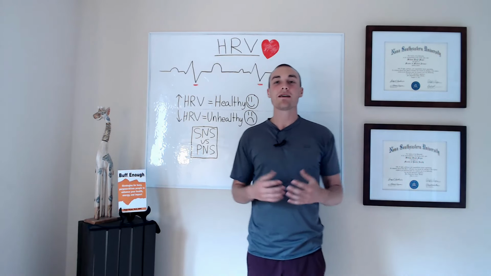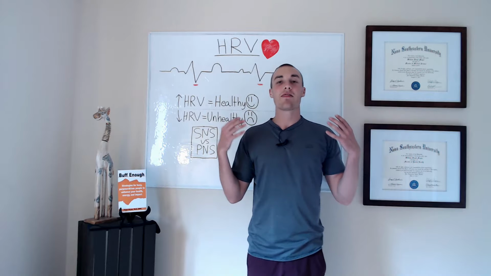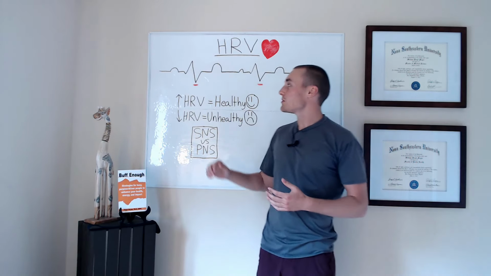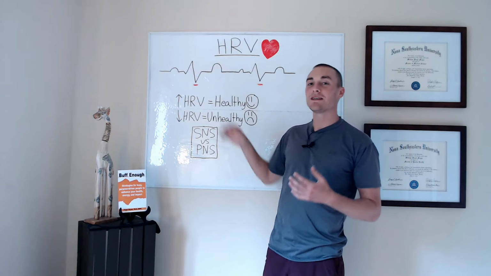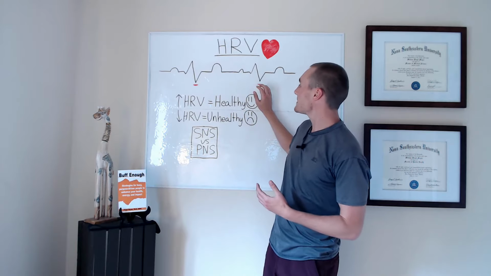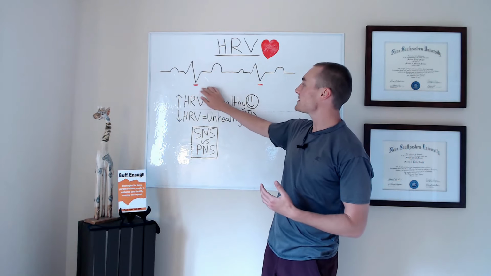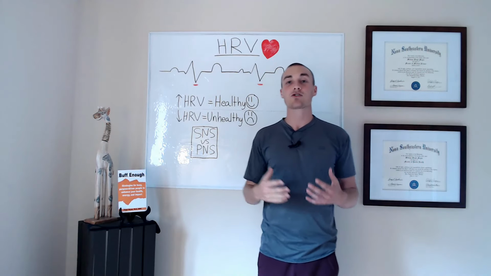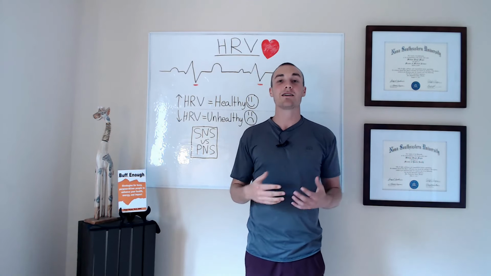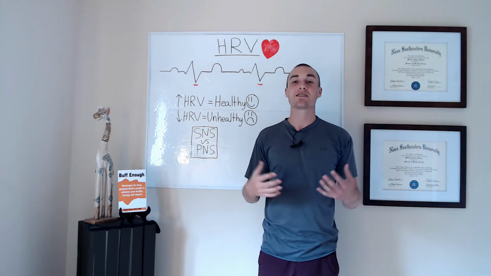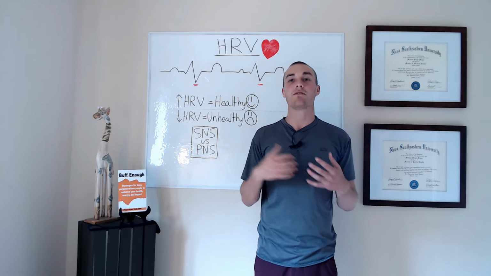Heart rate variability is the measurement of the difference between your heartbeats. You can imagine this is what a normal EKG looks like. This is one heartbeat and this is the second heartbeat. The interval between these two heartbeats should actually vary depending on how healthy you are and your overall health status. And this is where the measurement of HRV comes from.